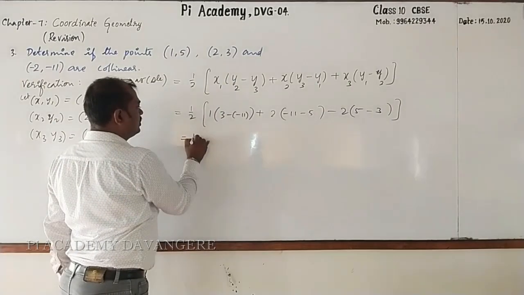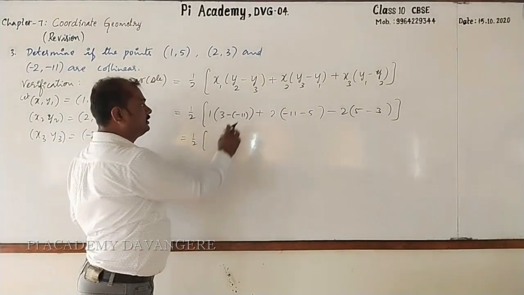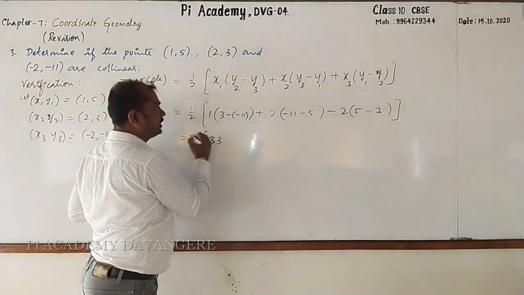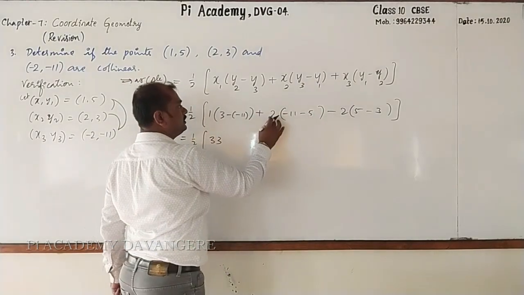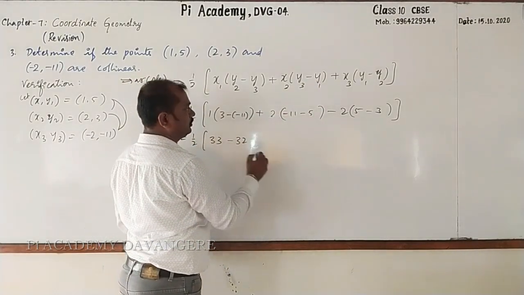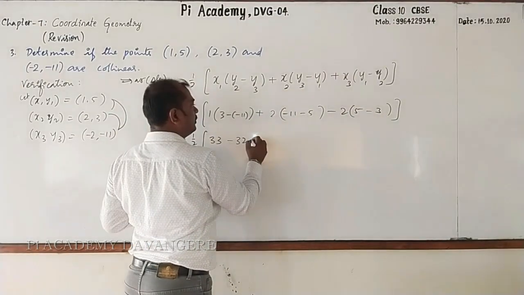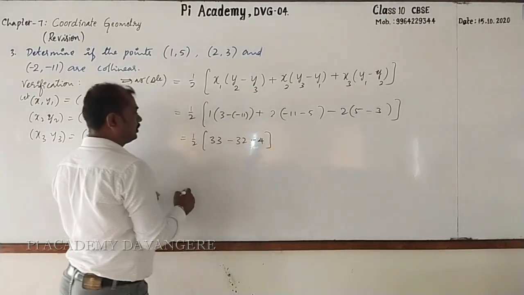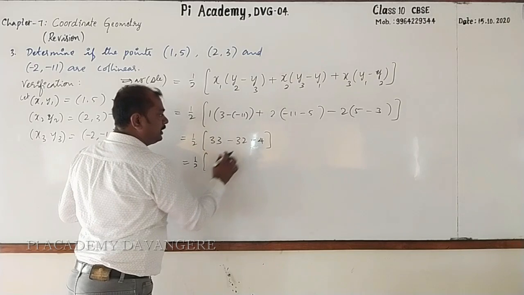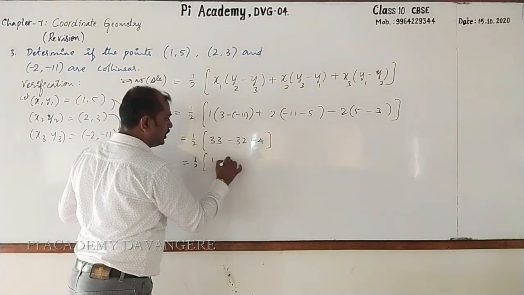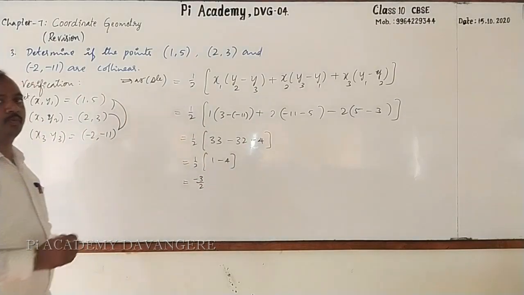It is equal to half into, what is minus into minus? Plus. 11 3s are 33. 33 1s are 33. Minus 11 minus 5, minus 16. Minus 16 into plus 2, minus 32. Here 5 minus 3, 2. Minus 2 into 2, minus 4. It's equal to 1 by 2 into 33 minus 32, it is 1. 1 minus 4 is minus 3. Minus 3 by 2. Right?